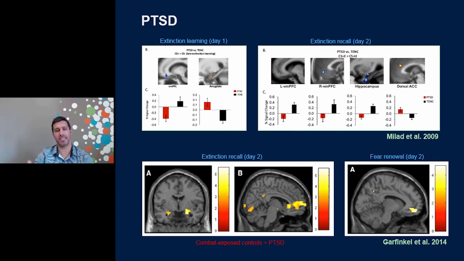That also seems to carry across to that second day of testing, where people need to recall that safety memory. And instead they show a persistent response in another part of the brain, the cingulate region, which appears to be more related to the expression of the fear. So it's still there, in other words. They're not able to really get on top of it.